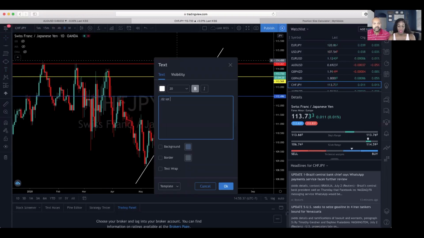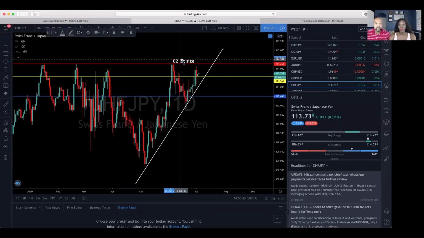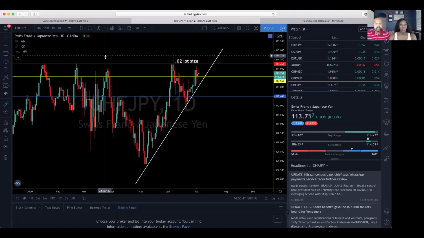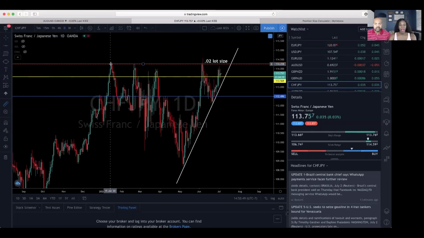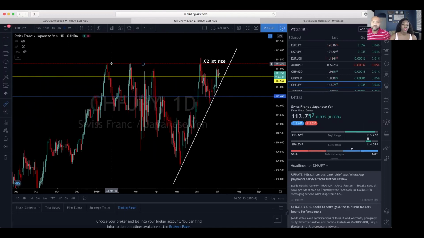So I'll just say 20-cent lot size. And remember, my daily max risk is $100. So I'm going to get in here for a sell. Now, I usually will measure where I want to place my stop loss. I'm very strategic with my stop losses. I always place my stop loss away from structure levels.